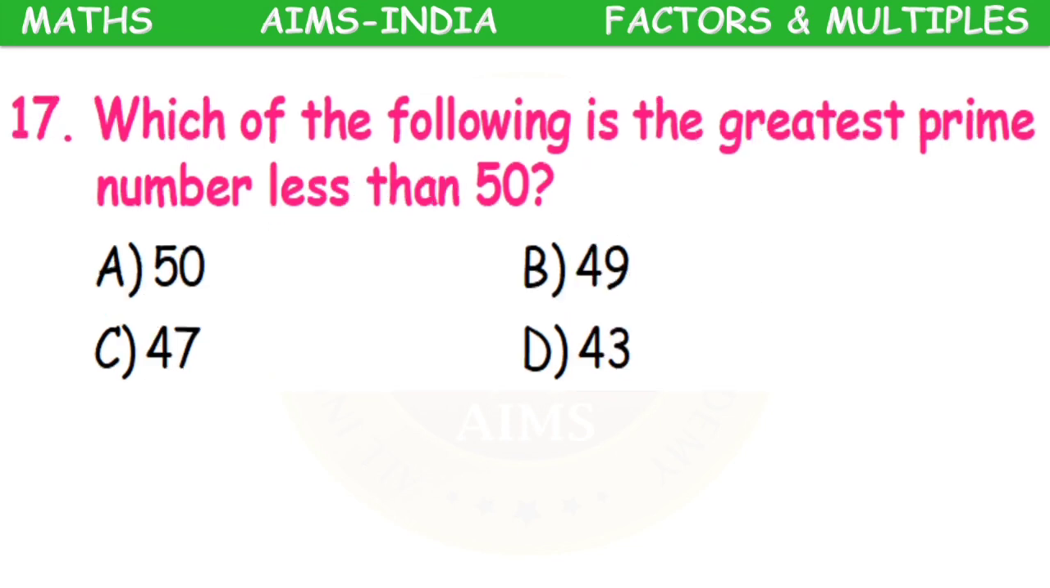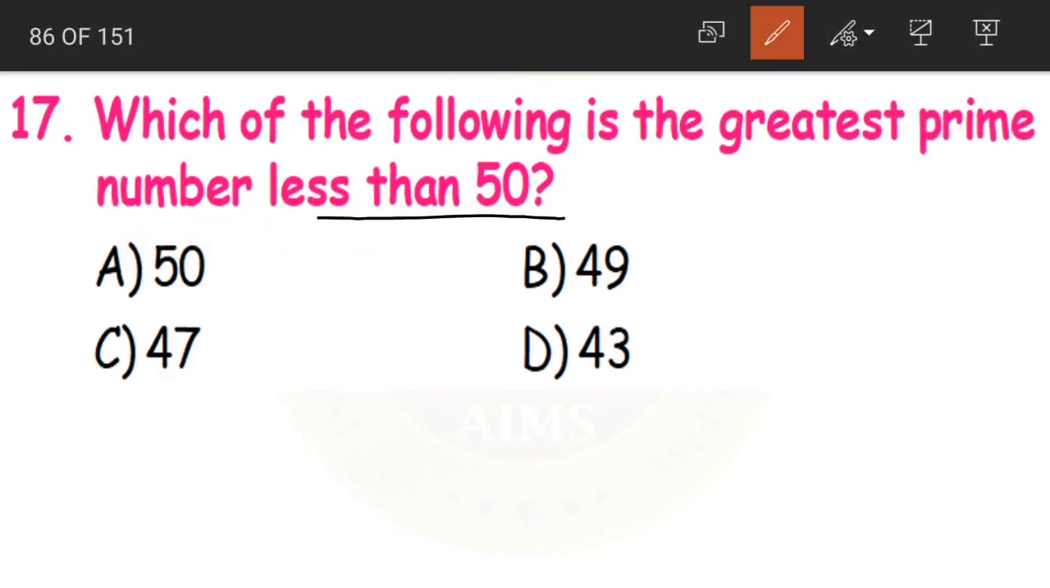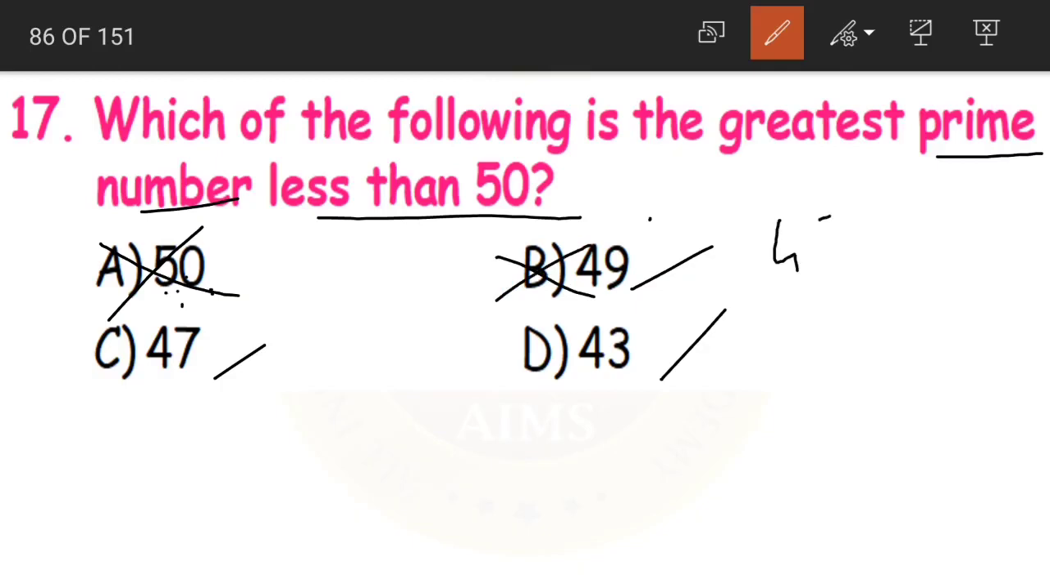Next, question 17. Which of the following is the greatest prime number less than 50? So we want a number which is less than 50. Option A is 50, so it cannot be the number. Yes, 49, 47, 43. All these are less than 50, and from that we need a prime number. Now 49 is not a prime number. Apart from 1 and itself, it has 7 also as one of its factors. So it's not a prime number.